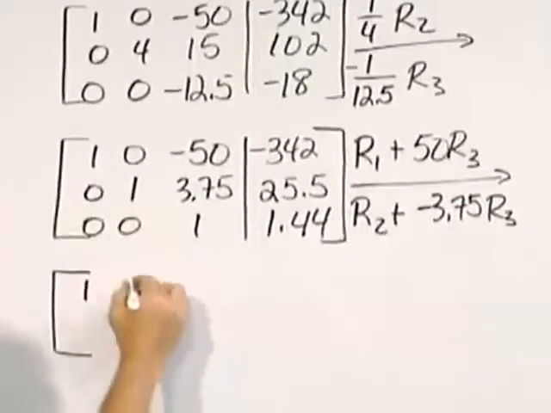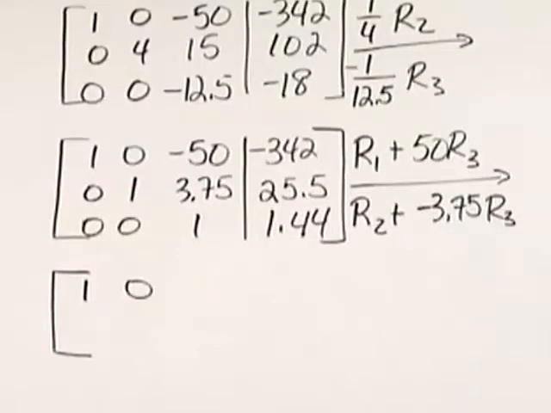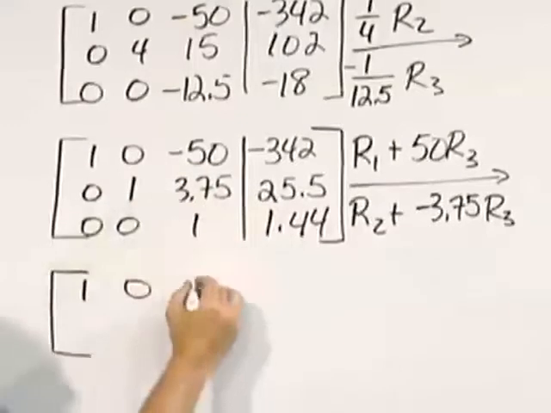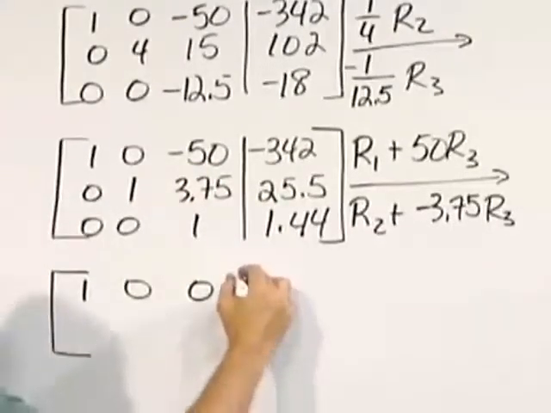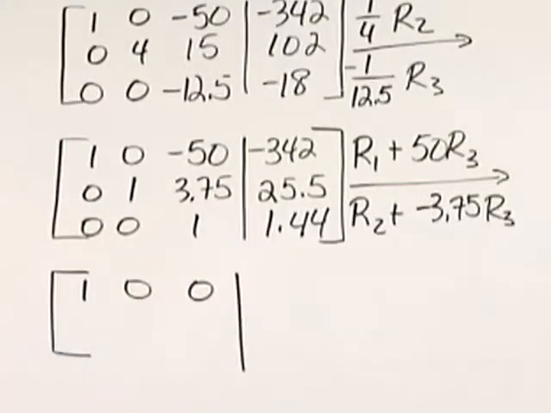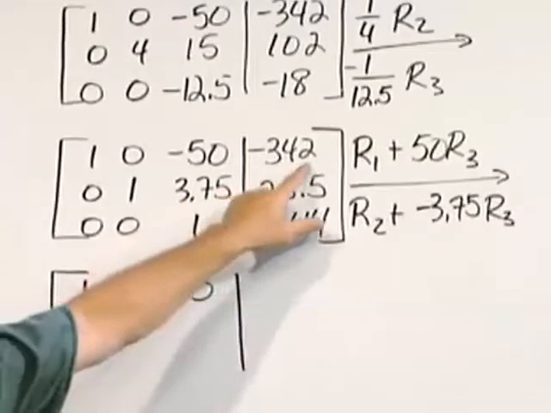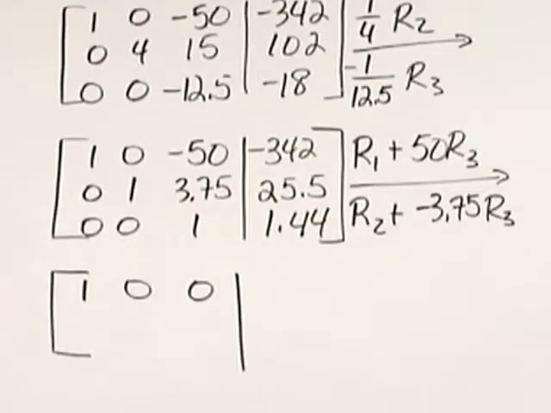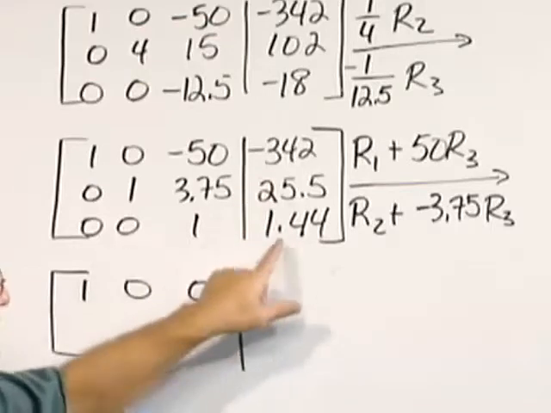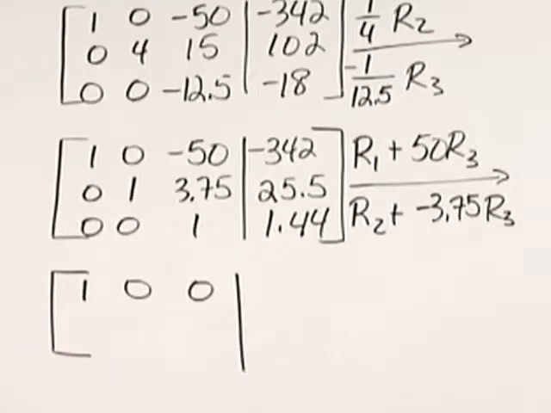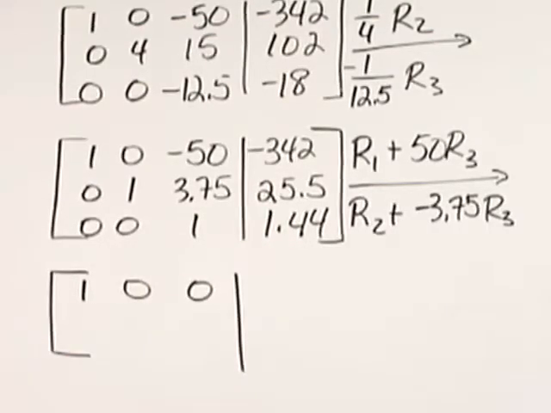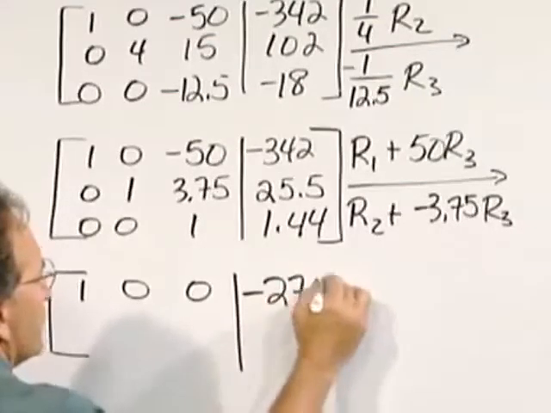The 1 remains unchanged, as does the 0. But we now have a 0 in this position. Draw our vertical line, and now we're taking negative 342 plus 50 times the 1.44. That result is negative 270.